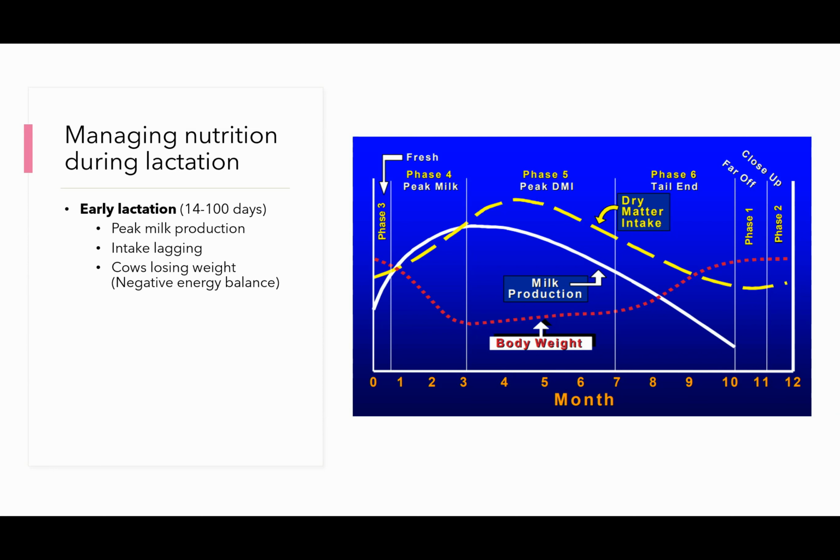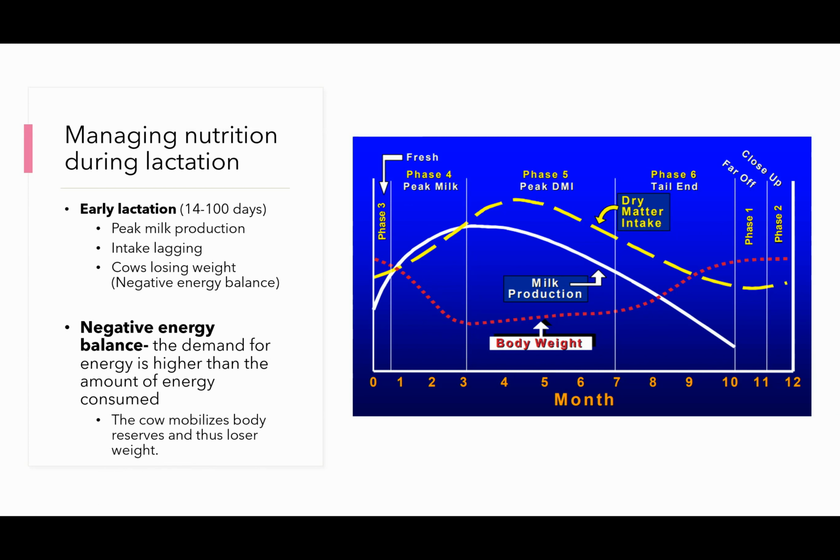In this stage, the cows are in what we refer to as a negative energy balance, which you all learned about during the nutritional section. And the cows are losing weight because they can't keep up consuming enough nutrients to meet the demands of early to peak milking. Remember, a negative energy balance is where the demand for energy is higher than the amount of energy consumed. In this stage, a cow will mobilize its reserves, or the fat on its body, and that's how it starts losing weight.